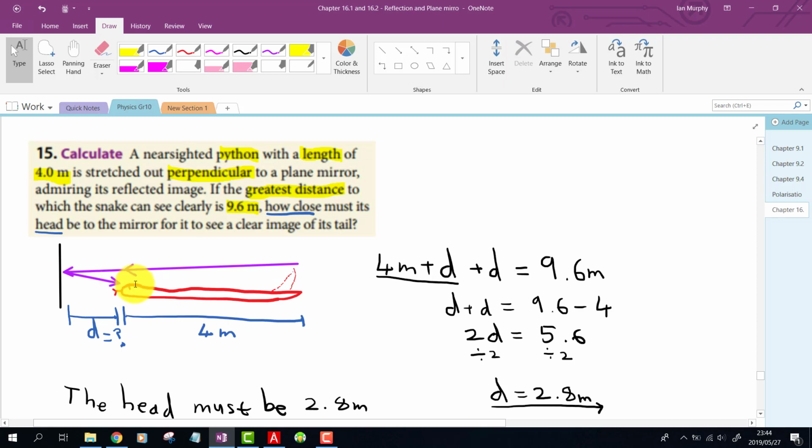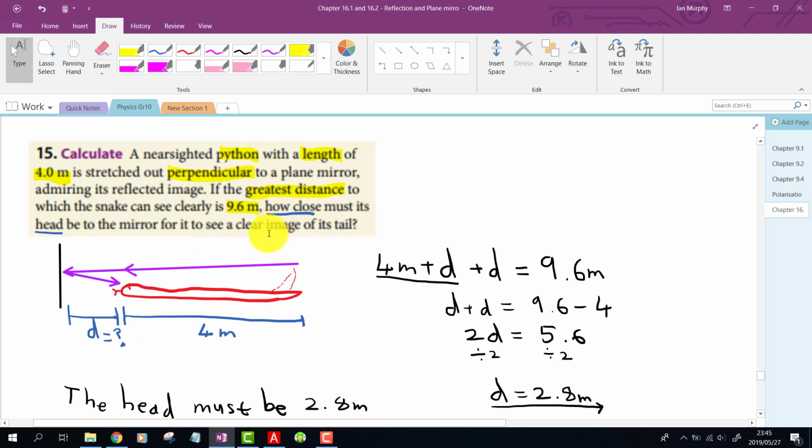I knew that the snake is 4 meters, so I added that it's 4 meters long, and it said how close must its head be to the mirror. So I knew that there's a distance, but we don't know what the distance is. That's why I just left some space and labeled that D. We don't know what D is.